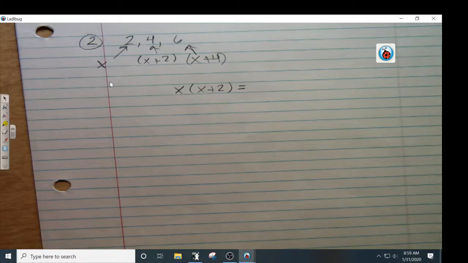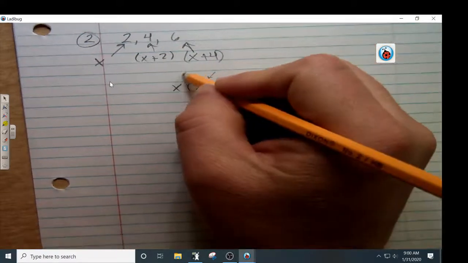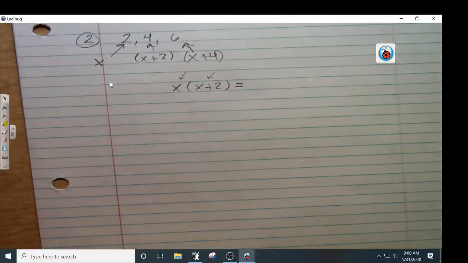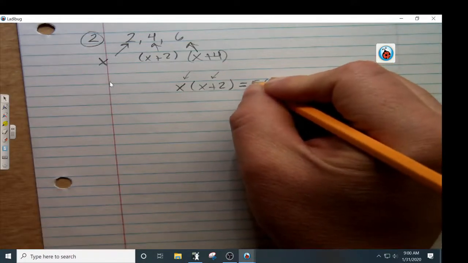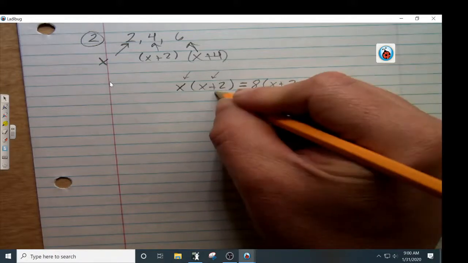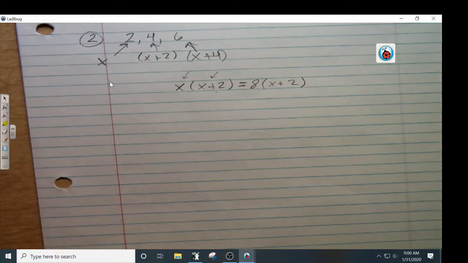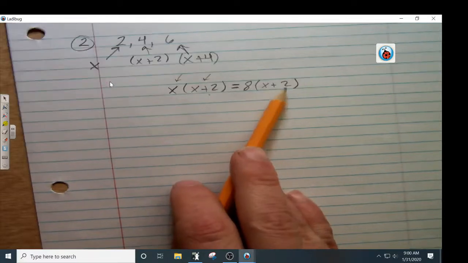All right. How do I show 8 times the larger integer? Now remember, this is the largest integer. This is the smallest integer. How do I show 8 times the larger integer? Be 8. Since it's the larger, it's going to be x plus 2, right? Because this is the largest one, right? 8 times the largest integer, right? Does everybody understand why I put x plus 2? Because that's the largest one.